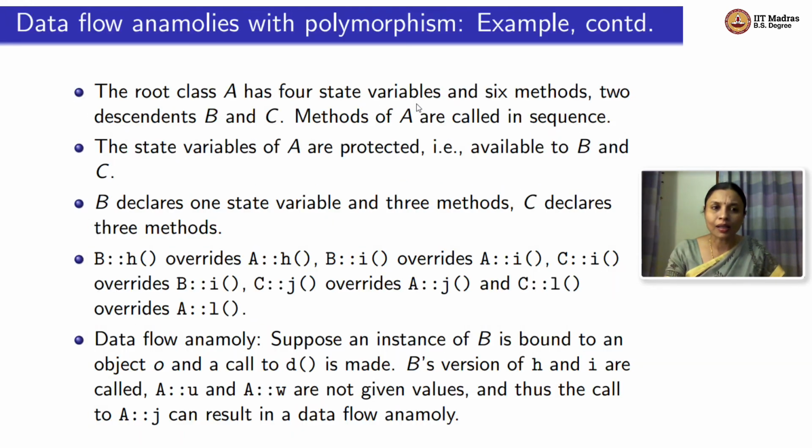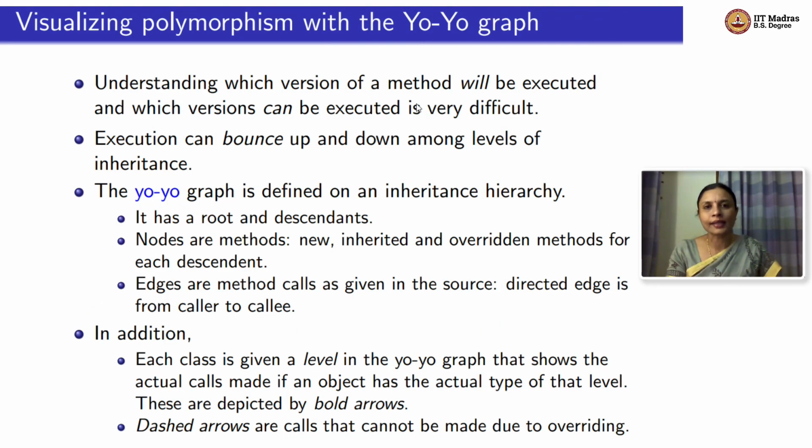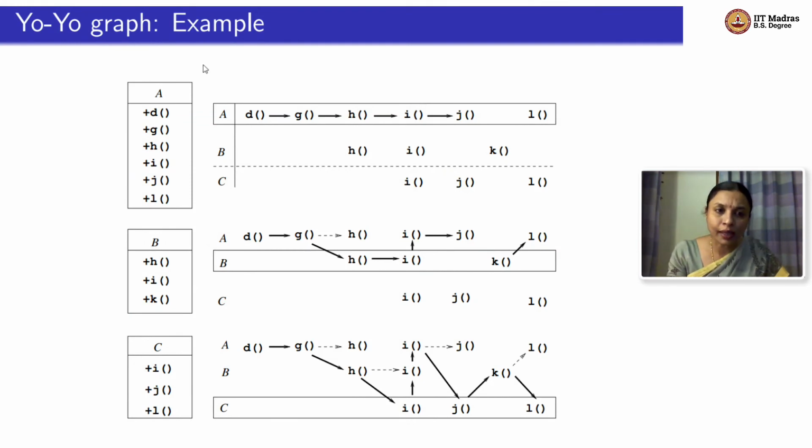So for this class inheritance hierarchy example, let me first show you how the yo-yo graph looks. Then we will come back and see the definition. I've put the same picture on the left-hand side here without the arrows that show the method overriding. But assume that the same method overriding happens here also. So there's class A with its 6 methods, class B with its 3 methods, out of which 2 methods override the corresponding methods in class A. Class C with its 3 methods, all 3 override corresponding methods in class A or class B.